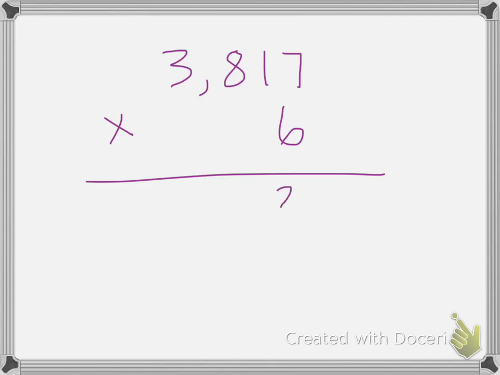6 times 7 is 42. 6 times 1 is 6. 6 plus 4 gets me 10, so I record the 0, rename the 1. Now I have 6 times 8. 6 and 8 make 48. 48 plus 1 is 49. Now I have 6 times 3 is 18. 18 plus 4 gets me 22. 22,902.